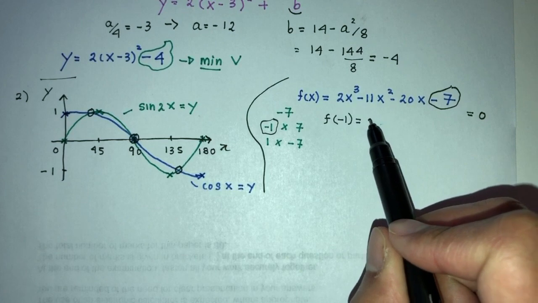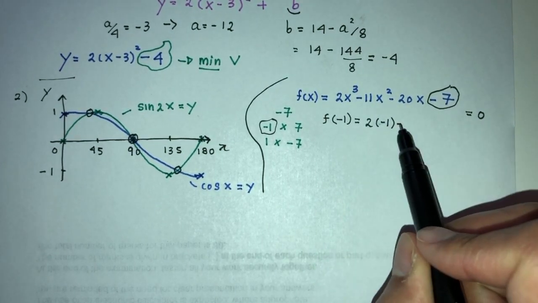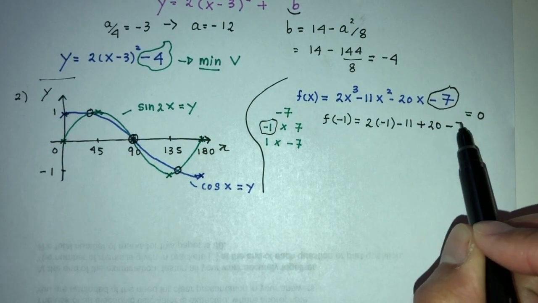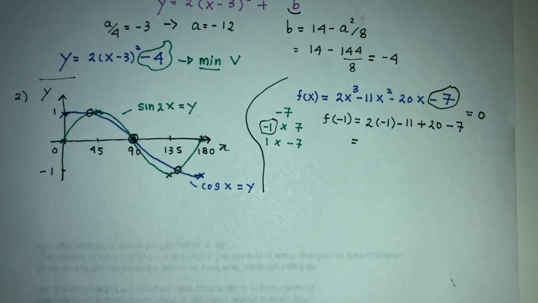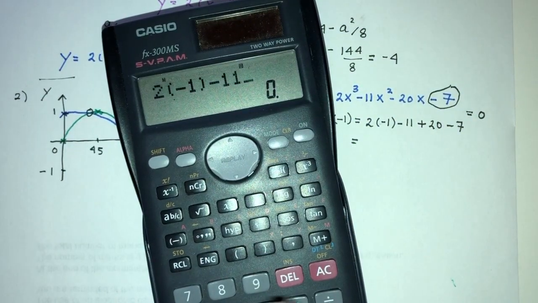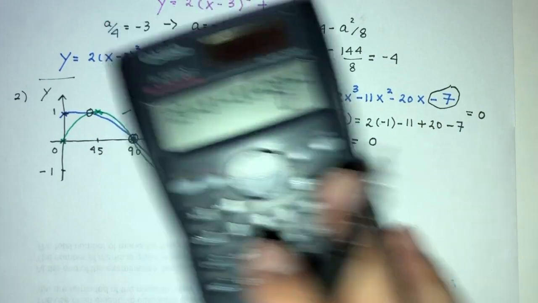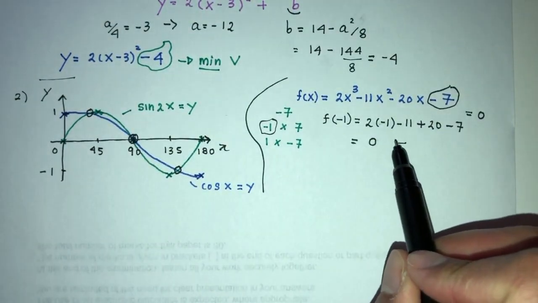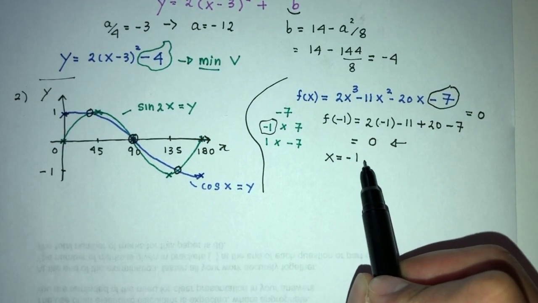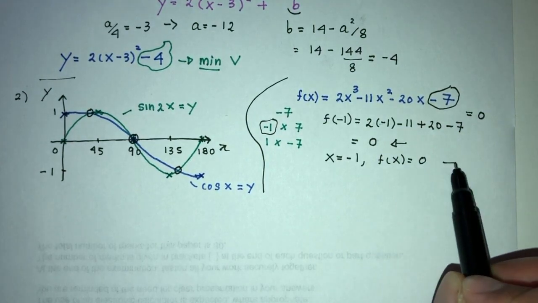So f of, let's take the value of x to be minus 1. Let's see what happens. So 2 times minus 1 is minus 2, minus 11 plus 20, minus 7. That should be 0. So this is good news. Because the remainder is 0, we conclude that when x is equal to minus 1, f of x is 0, which means the remainder is 0.